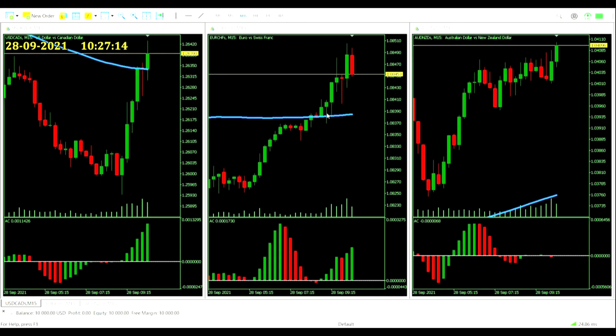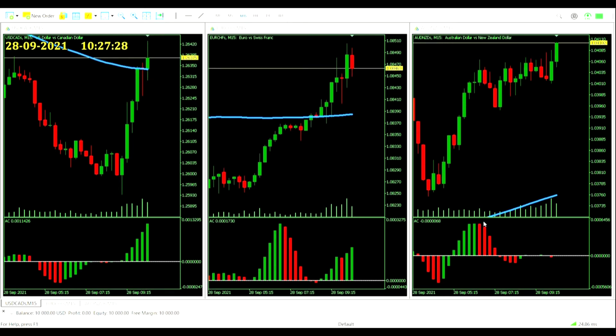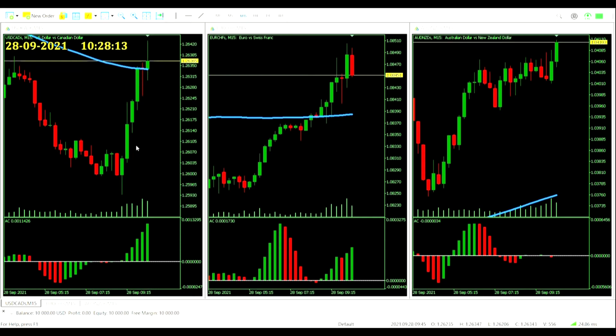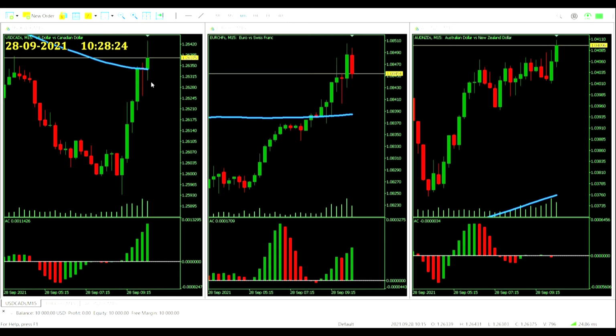Here we are on the charts, just come up to 10:30 in a couple minutes time. The US dollar, Canadian dollar here on the left, in the middle here, the euro, Swiss franc, and then over on the right, the Australian dollar, New Zealand dollar. And what is going on for us then on these charts? Price has been churning up on the US dollar, Canadian dollar the last hour and a half or so. It's now found its way above the moving average, and the accelerator oscillator very far across zero. Going to take some time to come back down. It might still be above the price when it does.